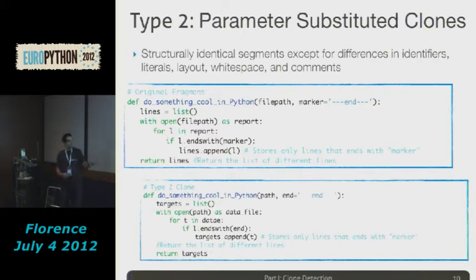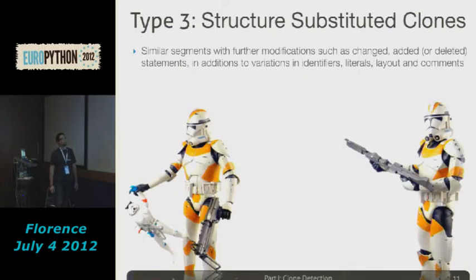But the code is structurally the same, but has a difference in name of variables. This is the main concept. Then, the type 3 clones. Quite the same, but this one has something more. Anyway, the idea is similar segments with further modifications, such as changed, added, or deleted statements, in addition to variations in identifiers, literals, layout, comments, or so on.